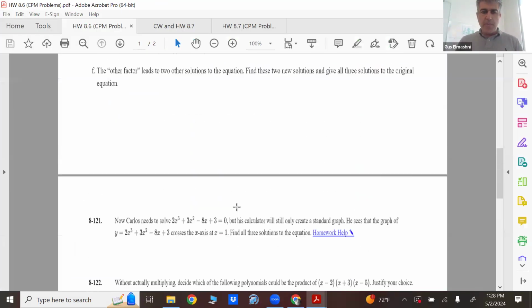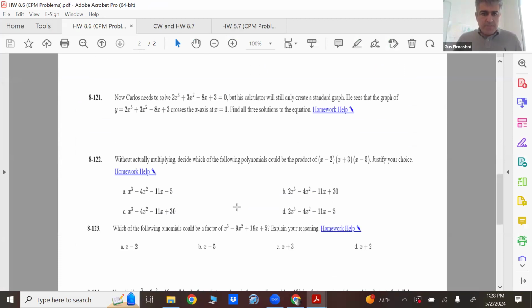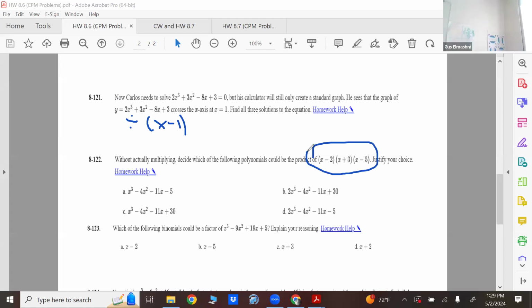Just so you know what you're going to do for the other problems. This one here, Carlos needs to solve that equation. He sees it crosses the x-axis at 1. So all I'm going to do here is divide this by x minus 1. Here, without actually multiplying. Actually, this one, just think about it. Yes, you kind of multiply here.